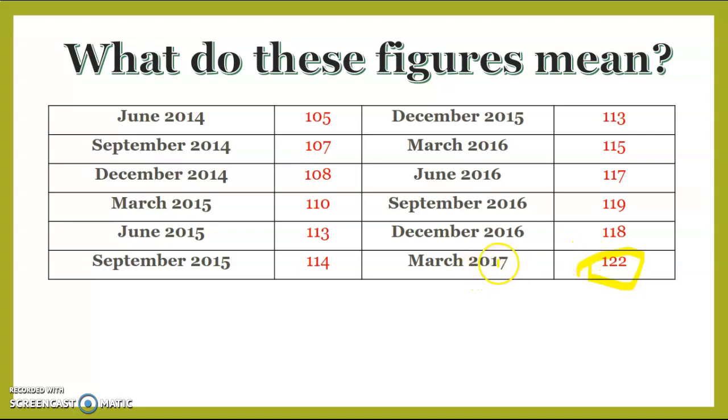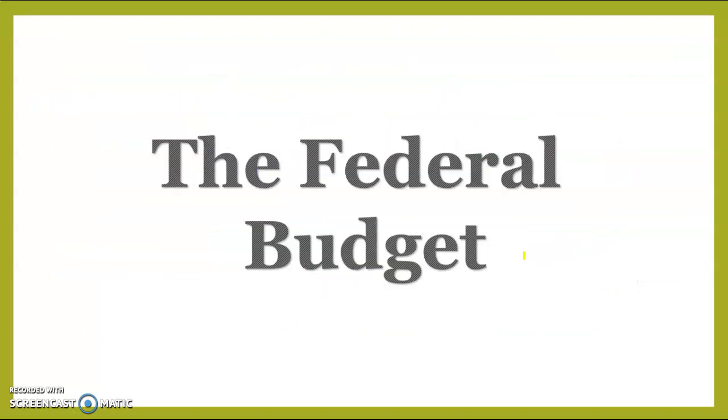To calculate inflation for the quarter, it would be 122 minus 118 divided by 118. To do it for the year, for March, would be 122 minus 115, the March figure last year, divided by 115 times 100. We're going to skip that because I'm a bit short of time.